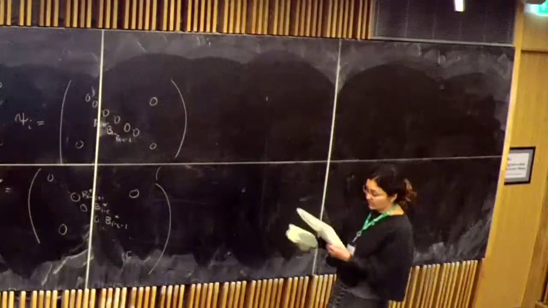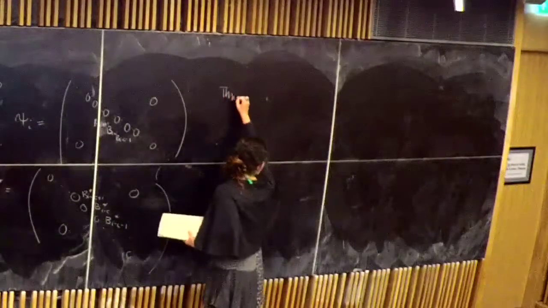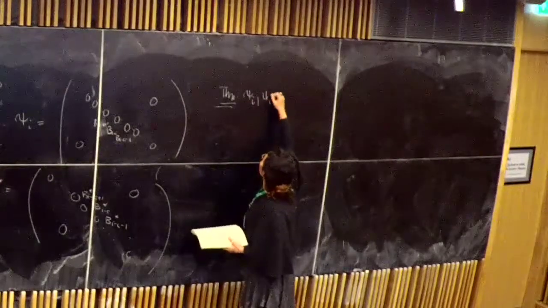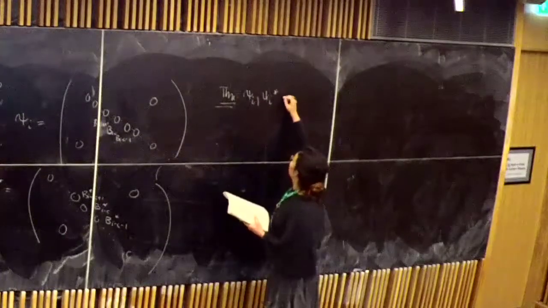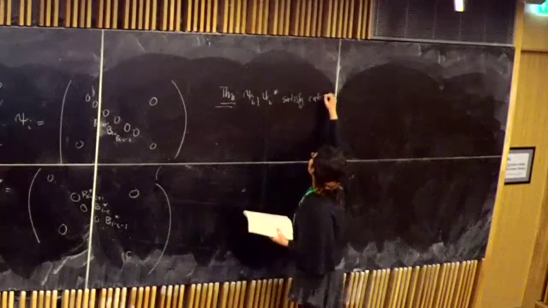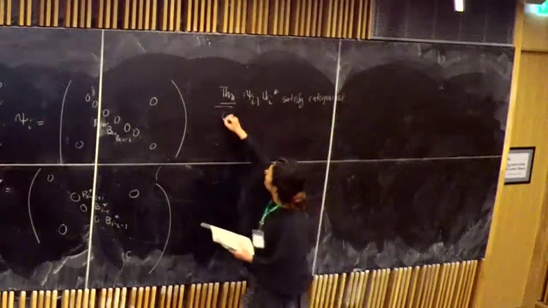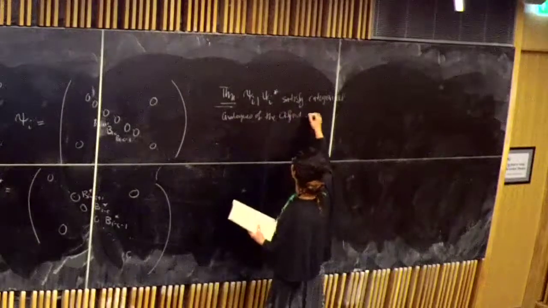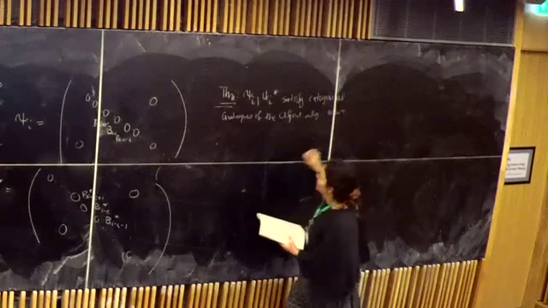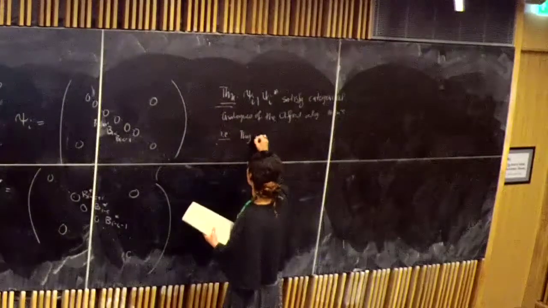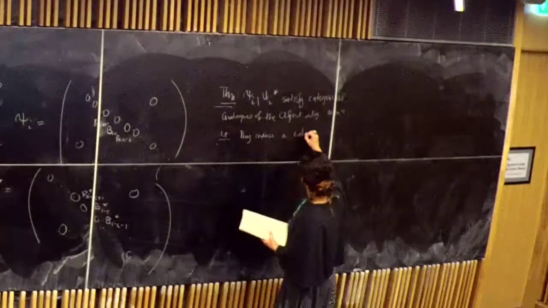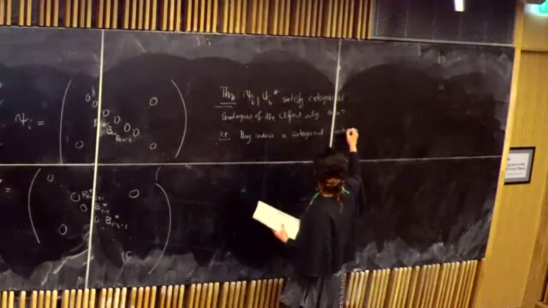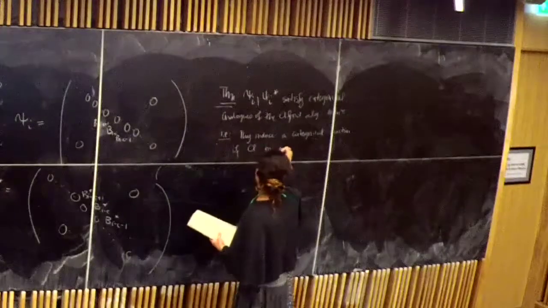Great. So given this, we have the following theorem. I have one more minute to just write the theorem. Namely, psi and psi star satisfy categorical analogs of the Clifford algebra relations, i.e., they induce a categorical action of Cl on categorical Fock space.